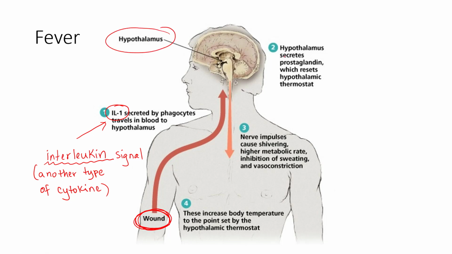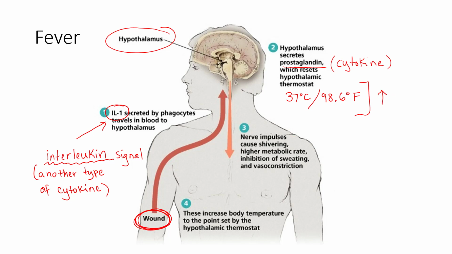And then step two, it says hypothalamus secretes some signals. So it secretes prostaglandins, another type of cytokine. There's a whole bunch of different types, which resets the hypothalamic thermostat. So normal body temperature would be 37 degrees Celsius. Also, that would be 98.6 Fahrenheit. So now we're going to raise the temperature. We're going to go up.